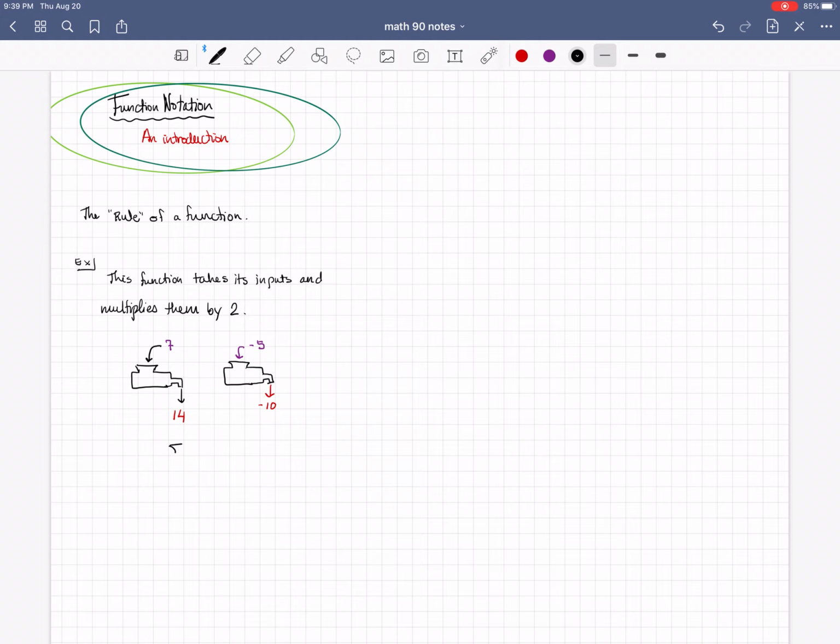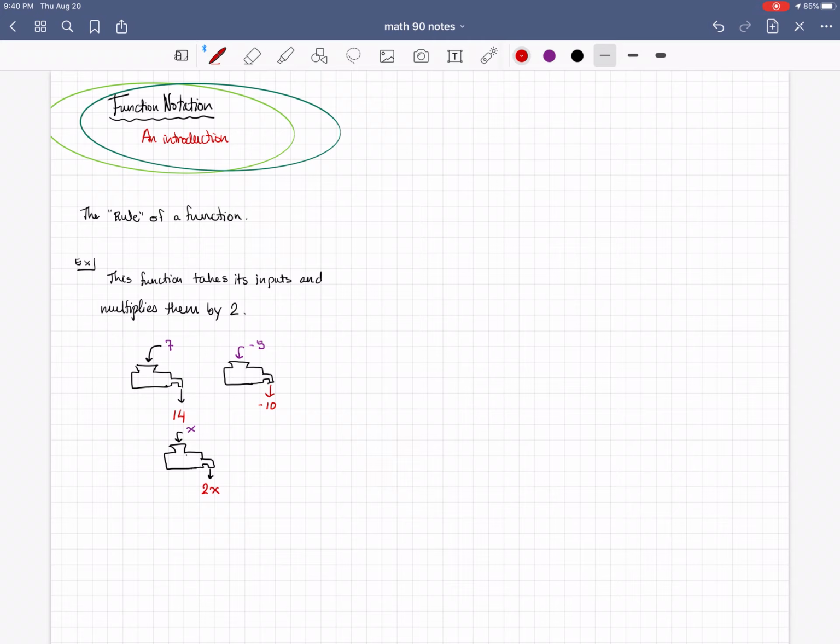Well, rather than doing another example with a number, what if we just call the input something non-committal? Let's say that the input is x. What comes out? What happens to x after the function has acted on it? Well, the function takes its inputs and multiplies them by 2. So if x went in, try to say it with me, 2 times x came out.